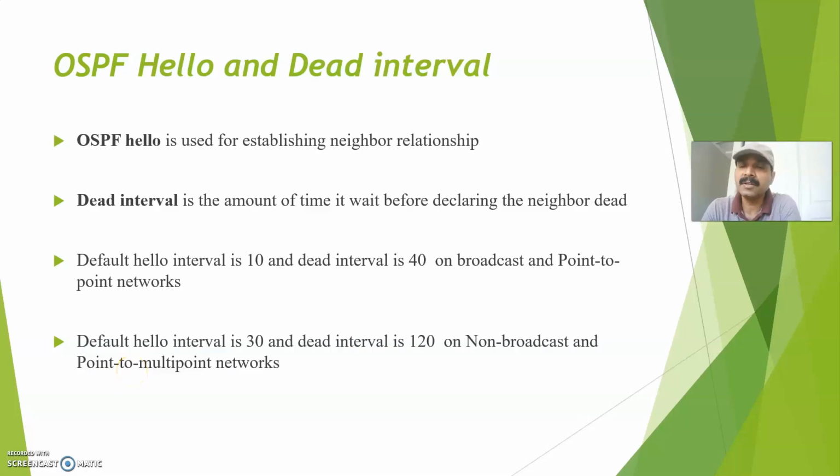So what are the hello and the dead interval? The hello interval is used for establishing the neighbor relationship, and the dead interval is the amount of time it waits before declaring the neighbor dead. The default hello interval is 10 and dead interval is 40 for broadcast and point-to-point networks, and the default hello interval is 30 and the dead interval is 120 for non-broadcast and point-to-multipoint networks. Always keep in mind, the dead interval should be 4 times the hello interval, and both the hello and the dead interval should match on both the routers.